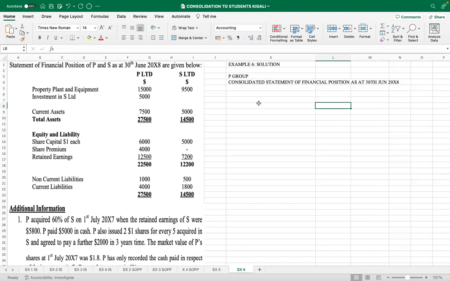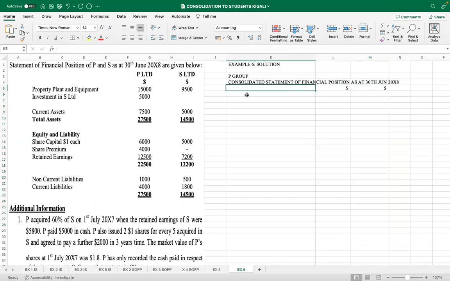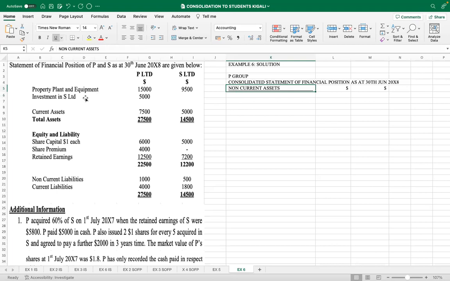So we said that whenever you are consolidating, you start by preparing the financial statements, so that in case you run out of time, you have earned some marks in exams. So that's why it's important to start by preparing the financial statement, just in case you run out of time. So we will start with non-current assets. Now, what are our non-current assets in this case? We have been given property, plant, and equipment. So look at what I'm doing carefully. Property, plant, and equipment, we can abbreviate it as PPE.